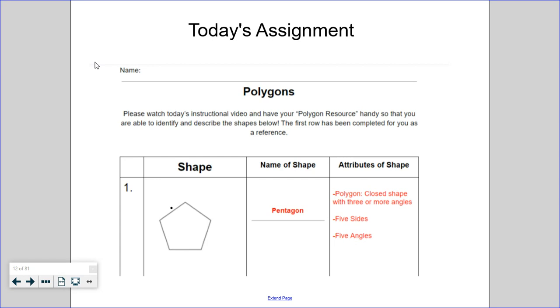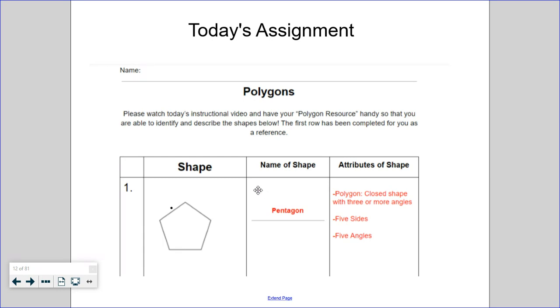So this first one is done for you, and it's done for you in the packet as well. This shape right here is called a pentagon. And the reason I know it's called a pentagon is because it has these attributes. And this is the most important part, where you list these attributes. So please do it. It's a polygon. It's a closed shape with 3 or more angles, and it has straight sides. It has 5 sides and it has 5 angles. These attributes are what make it a pentagon.